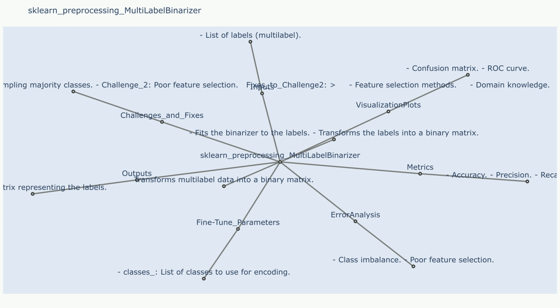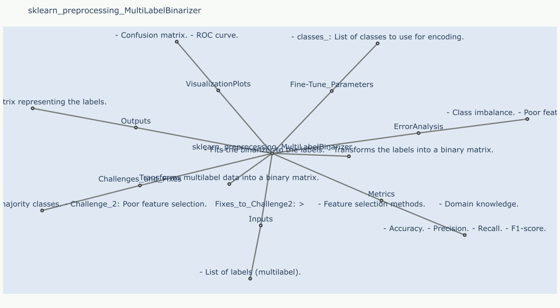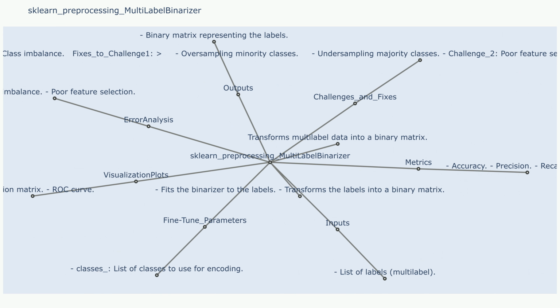Challenge 2. The MultiLabelBinarizer can produce a very sparse output matrix, which can be inefficient for certain algorithms. Sample use case that resulted in challenge 2: a dataset with a high proportion of samples with a small number of labels. Fixes to challenge 2. Consider using a different encoding scheme that produces a less sparse representation, such as one-hot encoding.